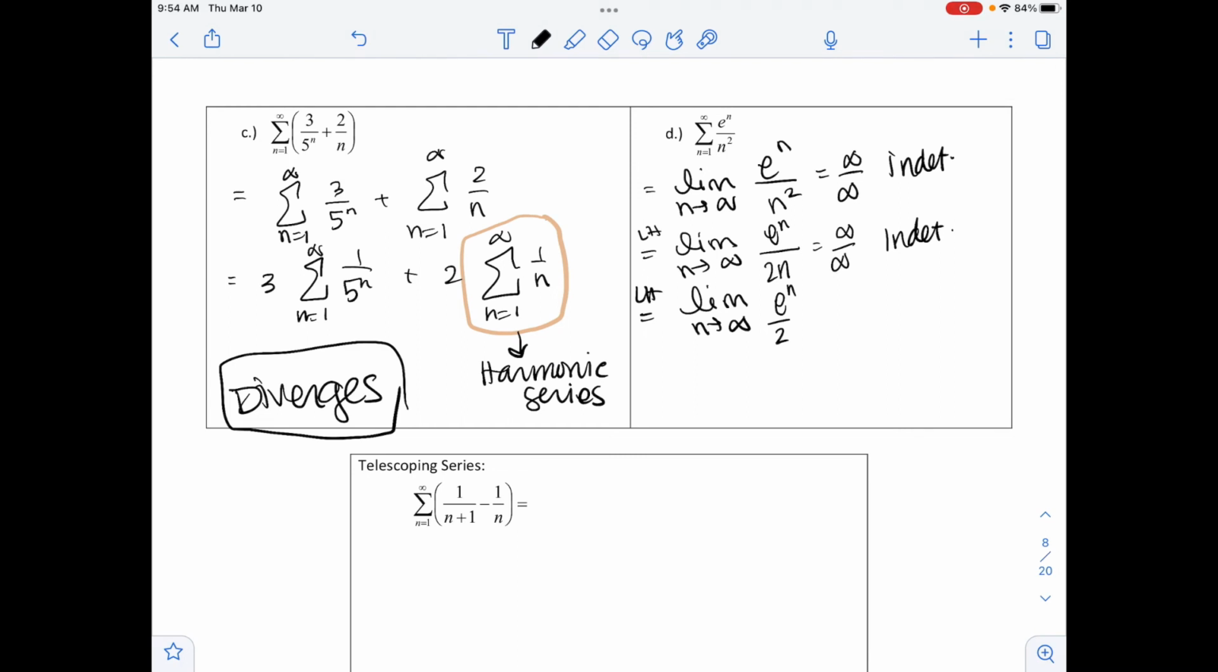And this is going to equal, as n approaches infinity, we would have something infinitely large over 2, or just infinity, which clearly is not going to equal 0. And so this is going to be divergent also. And I'll say by the test for divergence.